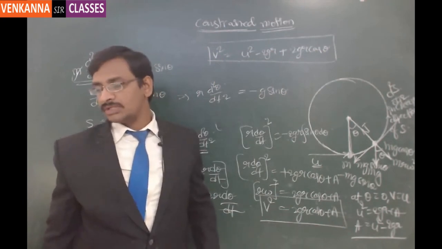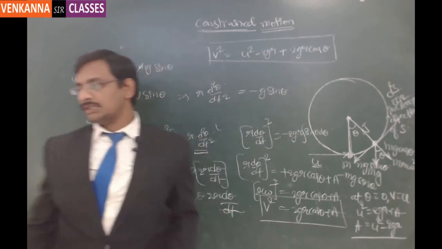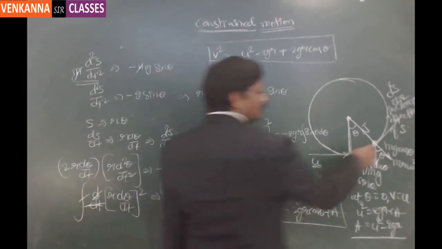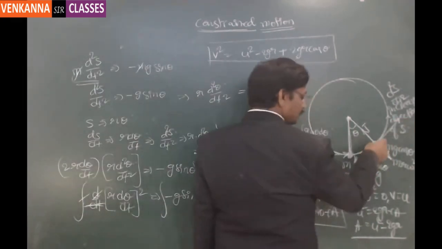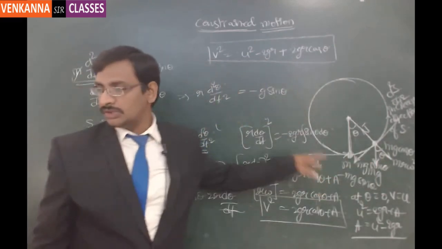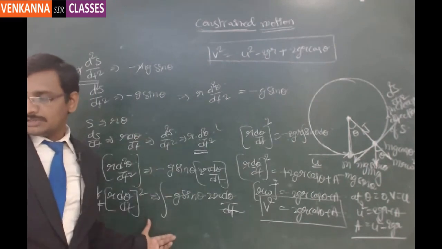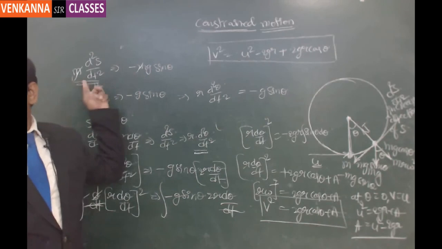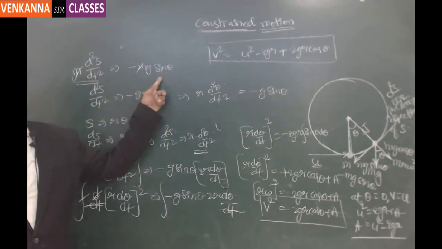Got it? Understood? Or do you have any questions on this? This is a simple derivation. From the relation of d square s by dt square, which is equal to minus g sin theta, that relation is solved as a differential equation, nothing more than that. So this is the fundamental relation: mass into acceleration is equal to minus mg sin theta.